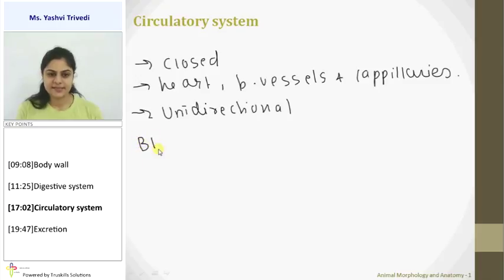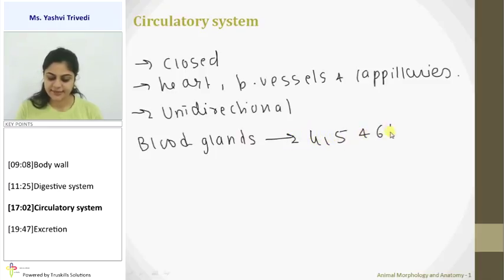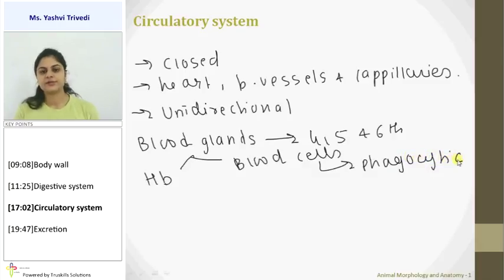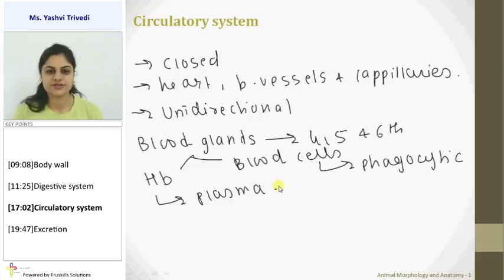The blood glands are present. Blood glands are usually present in the 4th, 5th and 6th segments of the body. Blood glands mainly produce two things. One is hemoglobin and the second is blood cells. Blood cells are usually of the phagocytic type, which helps in the protection of the body, and hemoglobin is usually dissolved in blood plasma. So this is all about the circulatory system.